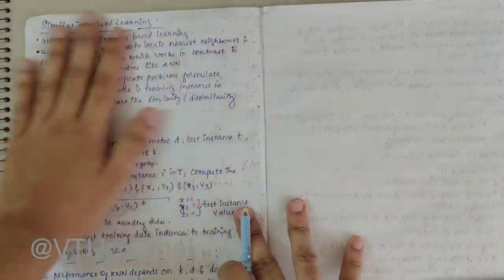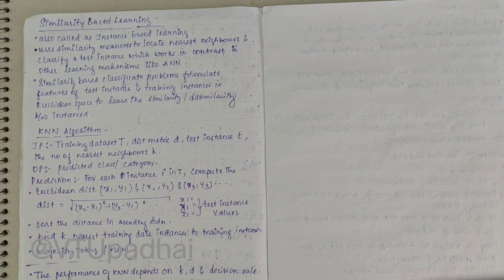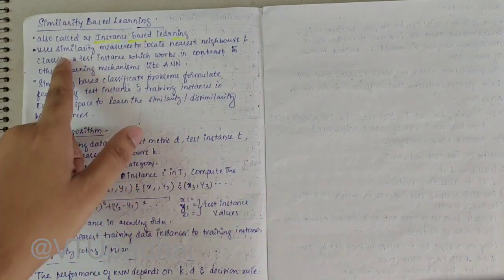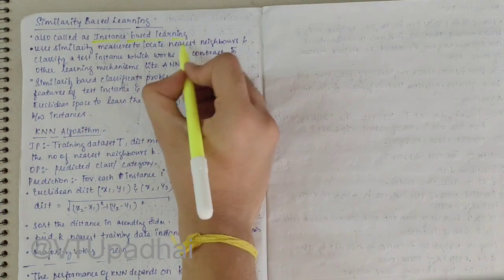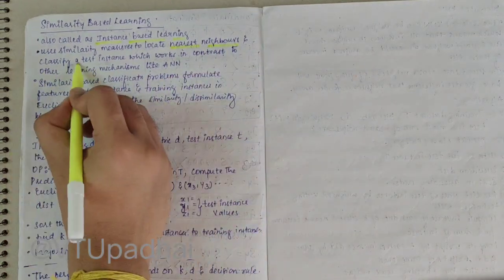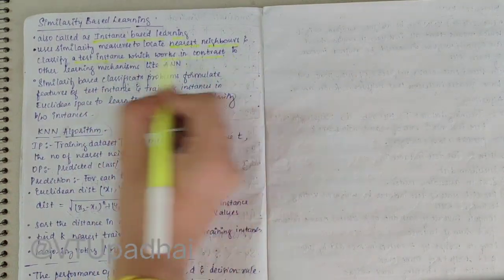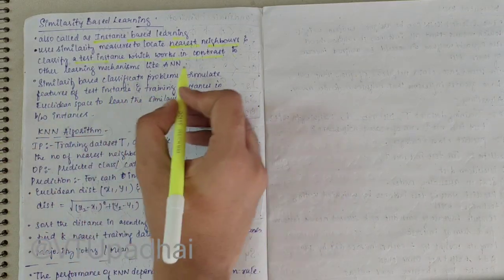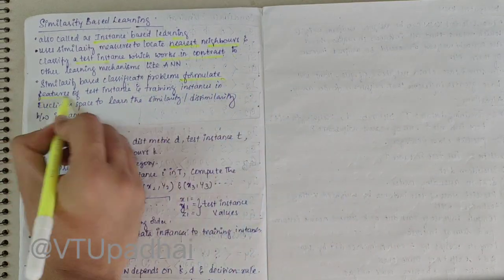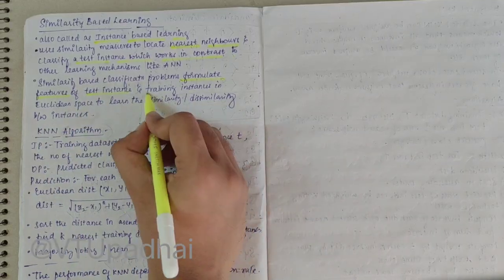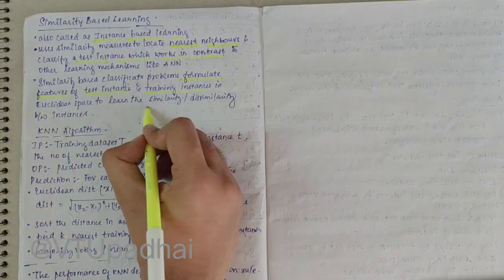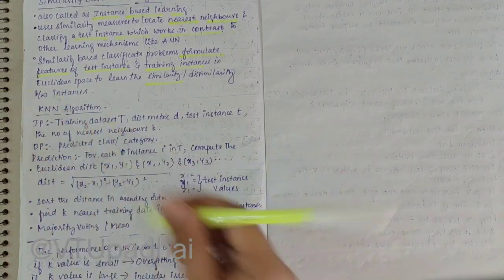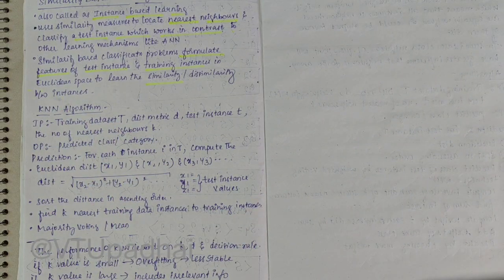I would suggest revising it. Next we have similarity based learning. Similarity based learning is also called instance based learning. We make use of similarity measures to locate the nearest neighbor and classify a test instance, which works in contrast to the other learning mechanisms. Here, similarity based classification problems formulate features of test instance and training instances in Euclidean space to learn the similarity or dissimilarity between the instances. The first one is the KNN algorithm. We'll be considering the KNN algorithm.